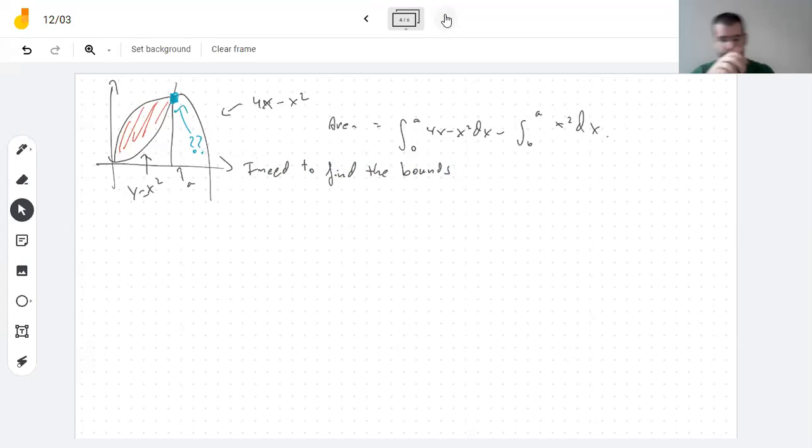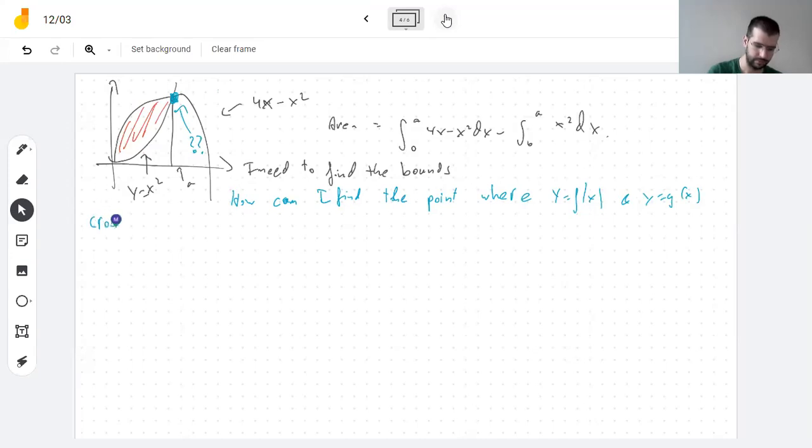So how can I find the point where two graphs cross? Could you use like squeeze theorem or? Oh, easier than that. This is not about limits or anything like that. Is it like whenever you set their slopes or something equal to each other? Just the functions equal to each other.